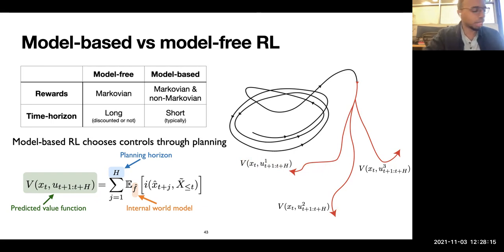And this is nice because we're no longer bound by the Bellman equation. It doesn't matter if our rewards are Markovian or non-Markovian. All that matters is that we can compute this thing here. The caveat is that while in model-free RL the horizon is infinite, in model-based RL the horizon is usually finite.